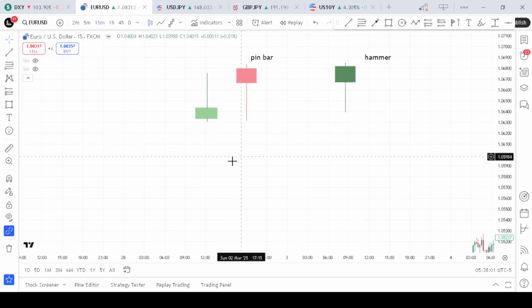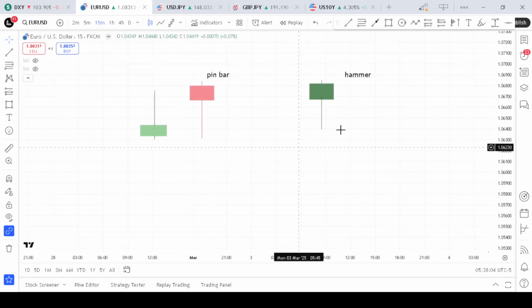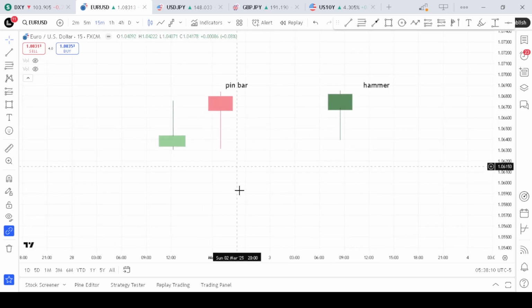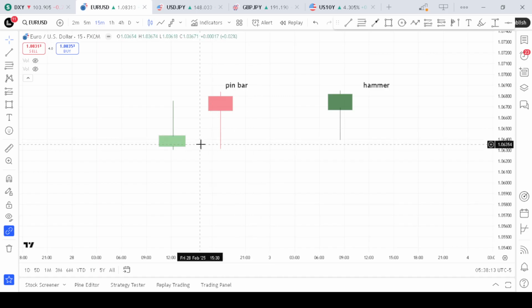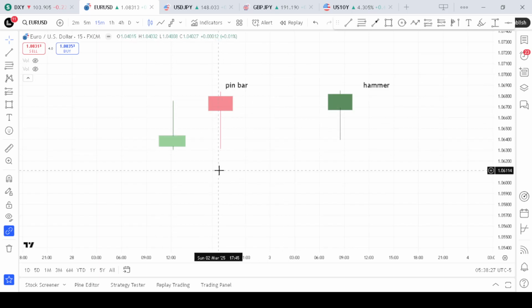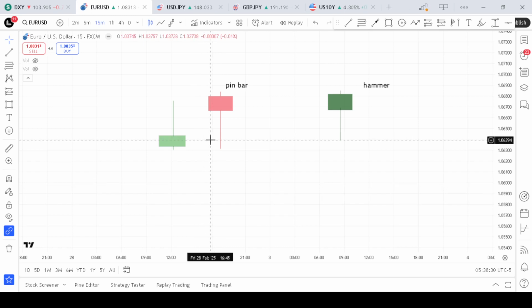We start by understanding what the pin bar is and what the hammer pattern is. The pin bar, often referred to as the reversal king, is a candlestick pattern that signals a potential trend reversal. It is characterized by a small candle body and a long wick or tail that is at least twice the size of the body of the candle. The long wick represents strong rejection of price levels, indicating that the market tried to move in one direction but was pulled back in the other direction, closing near the opening price. So this is a typical example of the pin bar.